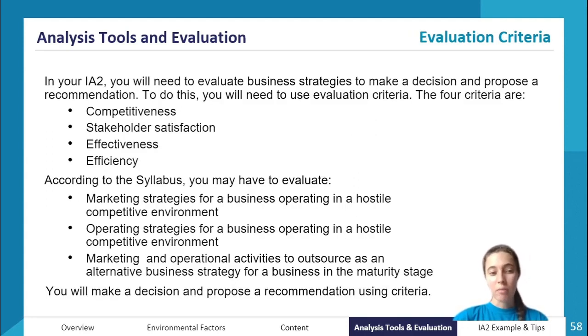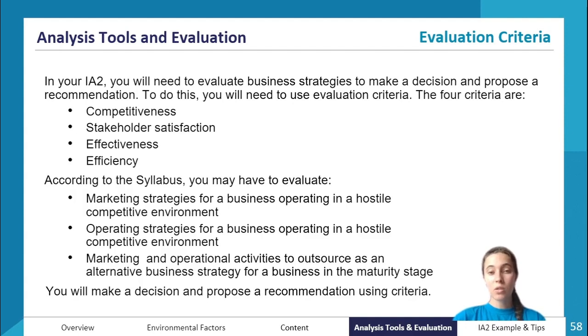Evaluation criteria. So in your IA2, you'll need to evaluate business strategies to make a decision and propose a recommendation. So to do this, you need to use the different evaluation criteria, which there are 4 of. So competitiveness, stakeholder satisfaction, effectiveness, and efficiency.